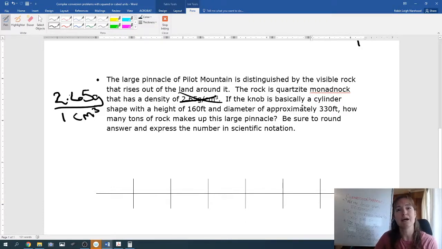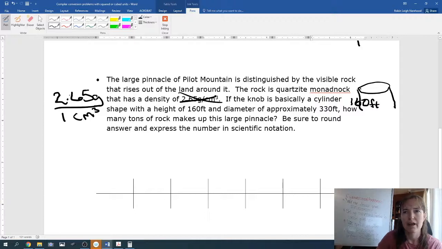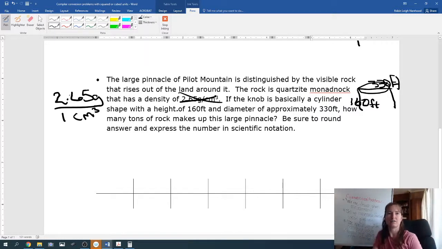If the knob is a cylinder and it has a height, so let's just draw it, it has a height of about 160 feet and a diameter of 330 feet. How many tons of rock make up the large pinnacle? And so we need to use these dimensions and find the volume.